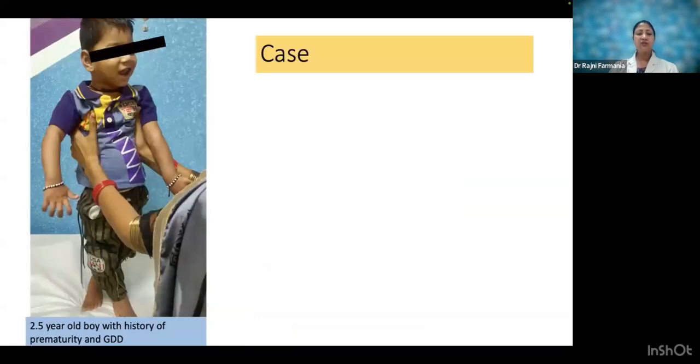Here, this child is 2.5 years old and he had a history of global developmental delay. He had scissoring when the child started to sit and was trying to walk. So there is clear scissoring. That is a feature of spasticity.